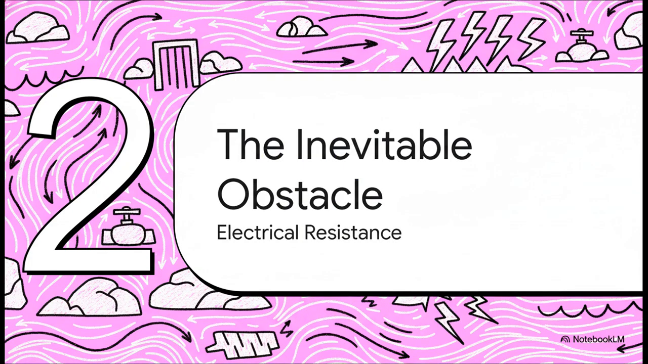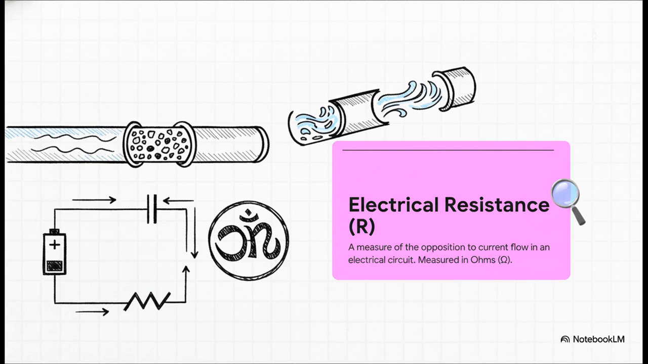Okay, so if current is the flow, what happens when something gets in the way? Because in every electrical circuit, there's always something pushing back, some opposition to that flow. Let's stick with our water analogy and see what that looks like. That opposition has a name too: electrical resistance. Let's go back to our water pipe. Resistance is like making that pipe narrower, or maybe even filling it with a bunch of gravel. It just makes it harder for the water to push through.